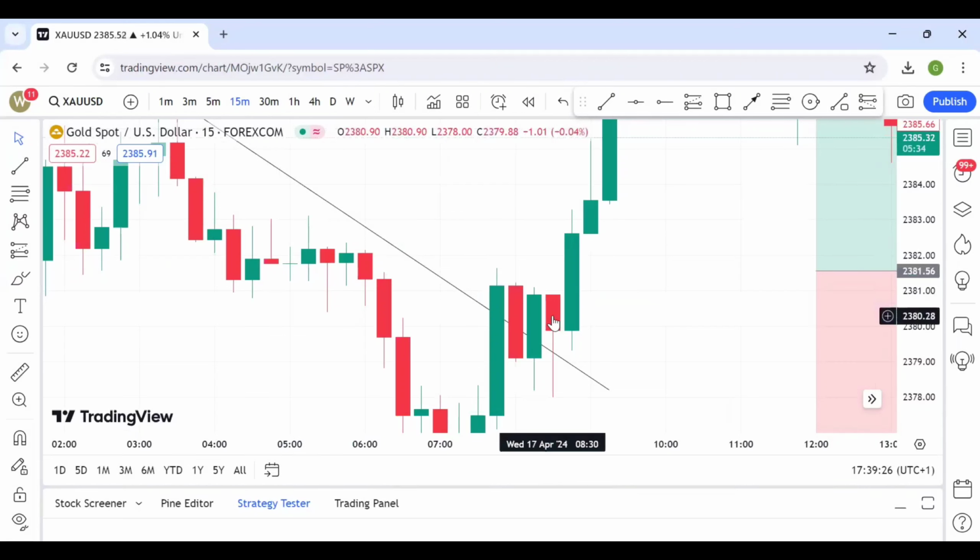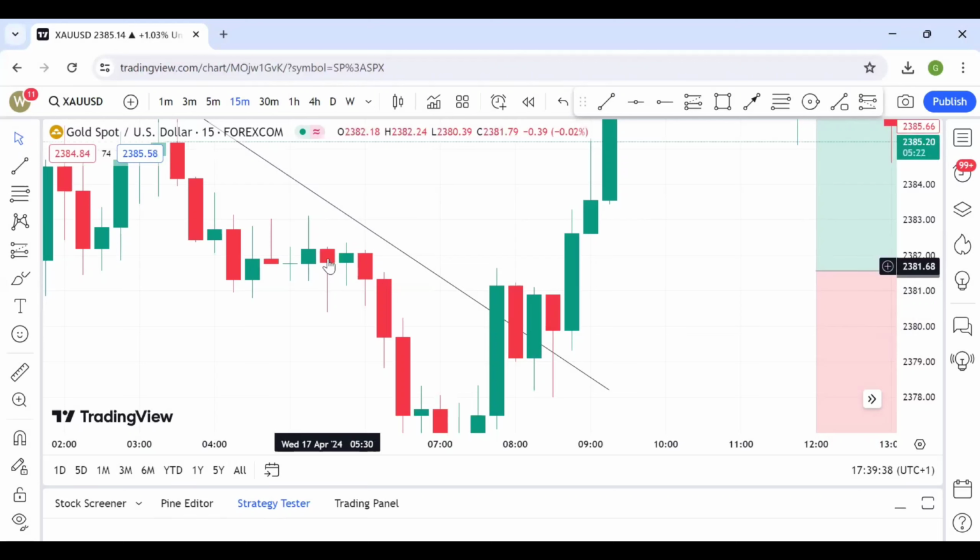But look at this one now. You can see the difference. This one, the next candle closes above it. It means what? This one is valid. This one, the next candle does not close above it. It means it's not valid. Okay, so you shouldn't enter for the trade. If the next candle still does not close above it, don't enter.